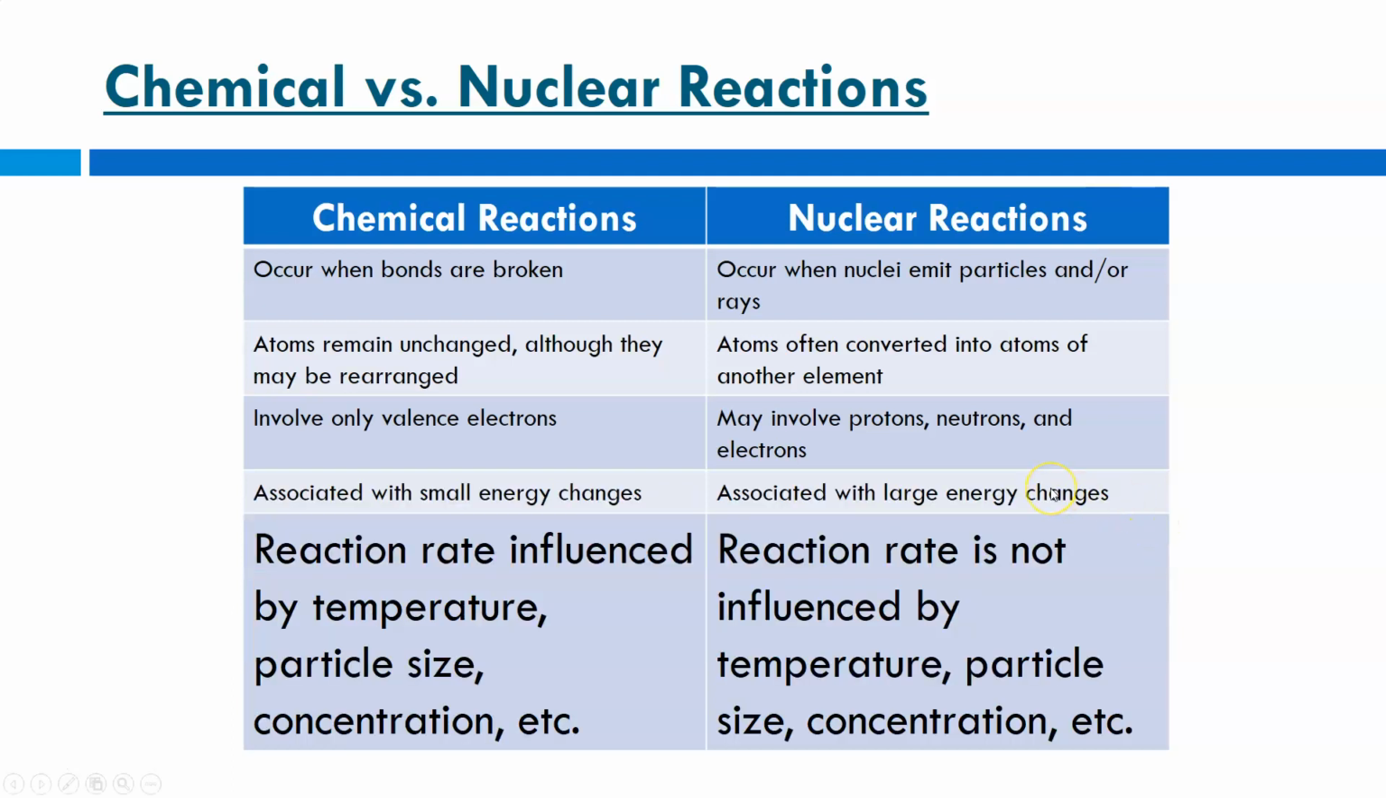In a chemical reaction, you can change the speed of the reaction by changing the temperature. Maybe you grind it up into a smaller sized particle. Maybe you increase or decrease the concentration. But in a nuclear reaction, you're not going to be affected by all of those. The rate is inherent to the reaction that's taking place. Changing the temperature is not going to change your reaction.